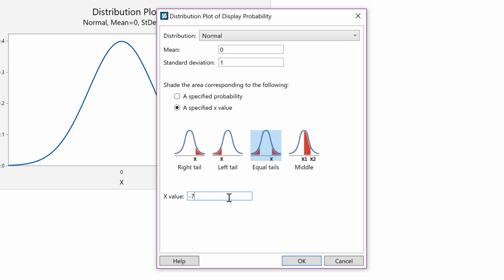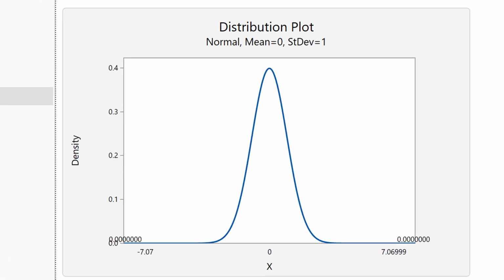Our z-test statistic was negative 7.070. We can see here the area in both tails is very small. Theoretically, the p-value can never equal 0, so what I would say in this case is that p is less than 0.0001.